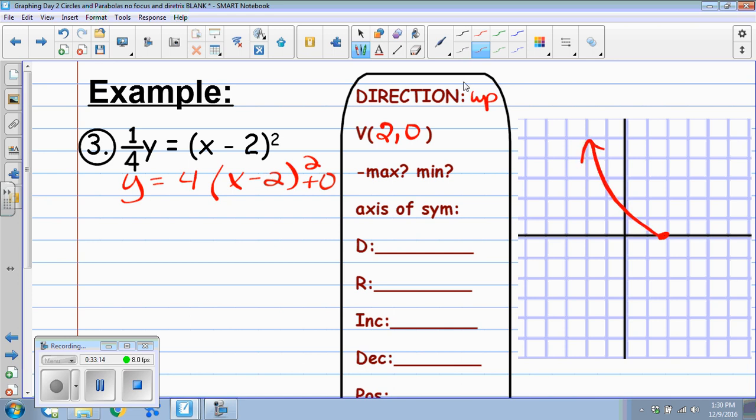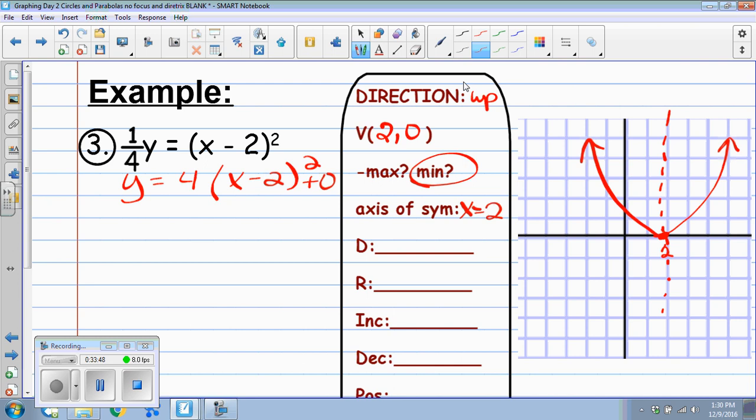Now, since it opens up, and it's on the x-axis, we don't need to worry about the x-intercepts, right? Because if I'm going to tell positive or negative, the whole thing is positive. Well, almost. But is that a maximum or a minimum? It's a minimum, okay? Now, this is the point (2, 0). My axis of symmetry is x equals 2.